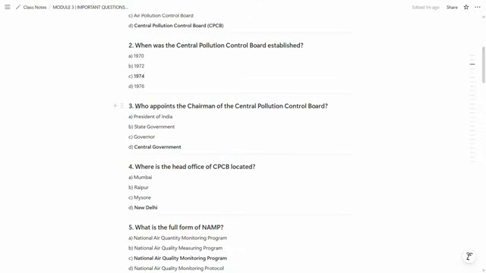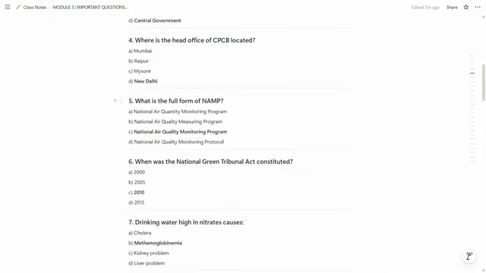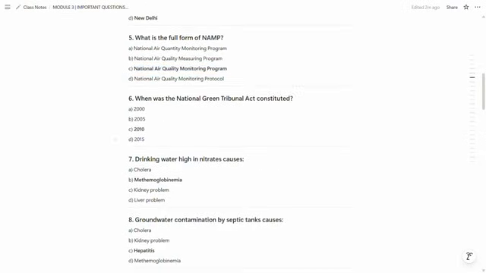Now who appoints the chairman of the Central Pollution Control Board? Central government appoints the chairman of the Central Pollution Control Board. So D is the correct answer. Now, where is the head office of CPCB located? It is located in New Delhi. So D is the correct answer. Now, what is the full form of NAMP? The full form of NAMP is National Air Quality Monitoring Program. So C option is the correct answer.